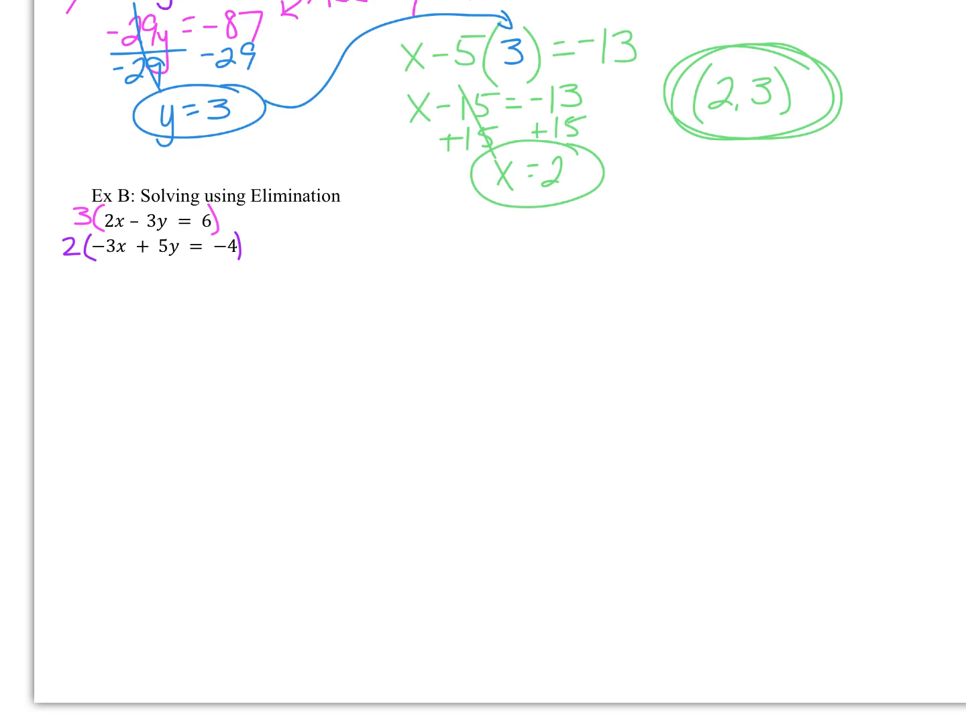All right, so I need to do that multiplication. So let's see, I'm going to kind of just go this way, I think. So I'm going to get 6x minus 9y equals 18. And then this one turns into, let's see, that looks a little messy. Hold on. Negative 6x plus 10y equals negative 8. Any questions on how or why I did that?